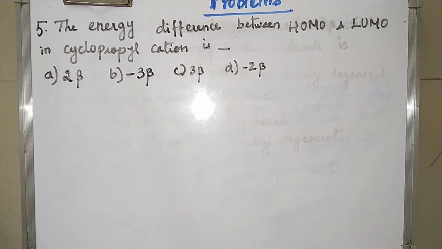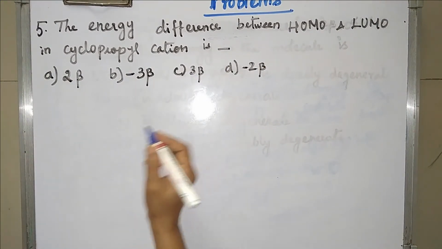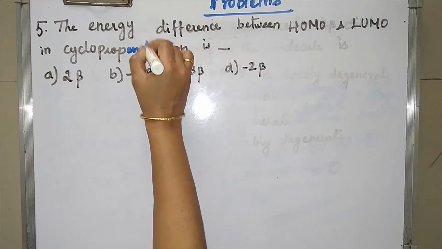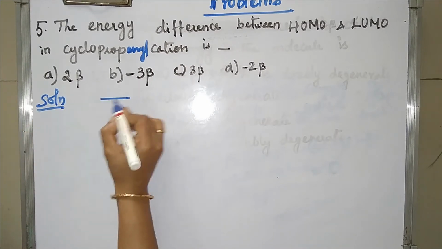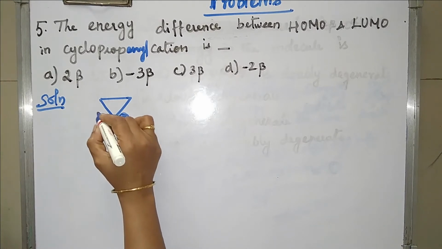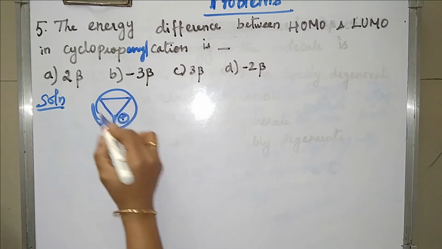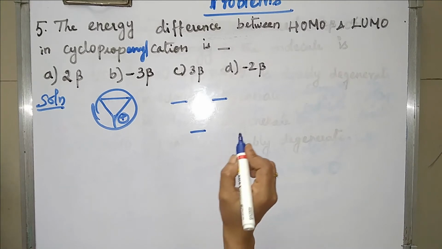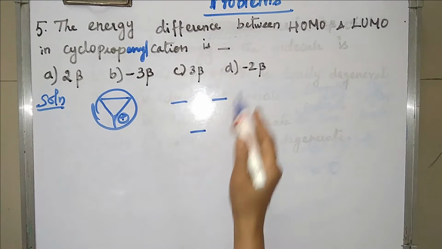Next sum. The energy difference between HOMO and LUMO in cyclopropyl cation. Okay. Cyclopropyl is like this, so the cation will be there. We need to make a round, so we need 3 levels. In that we need to find the energy difference between the HOMO and LUMO.